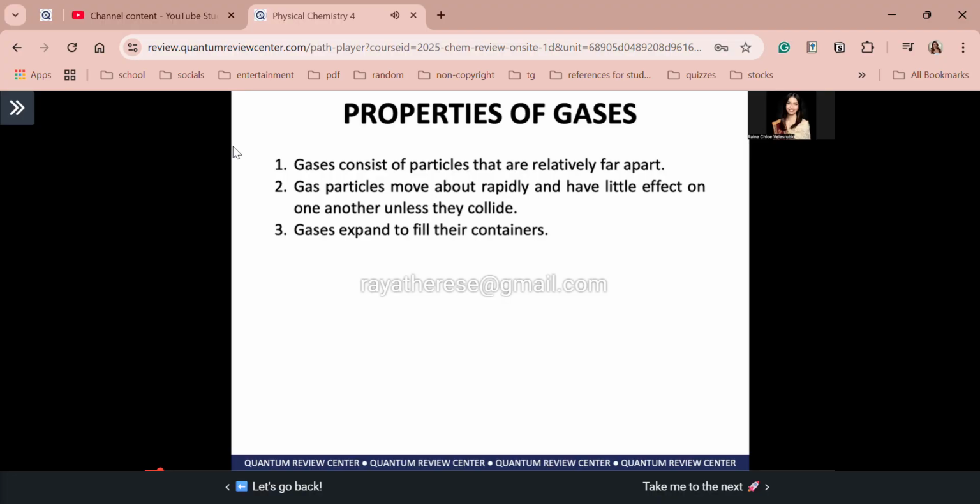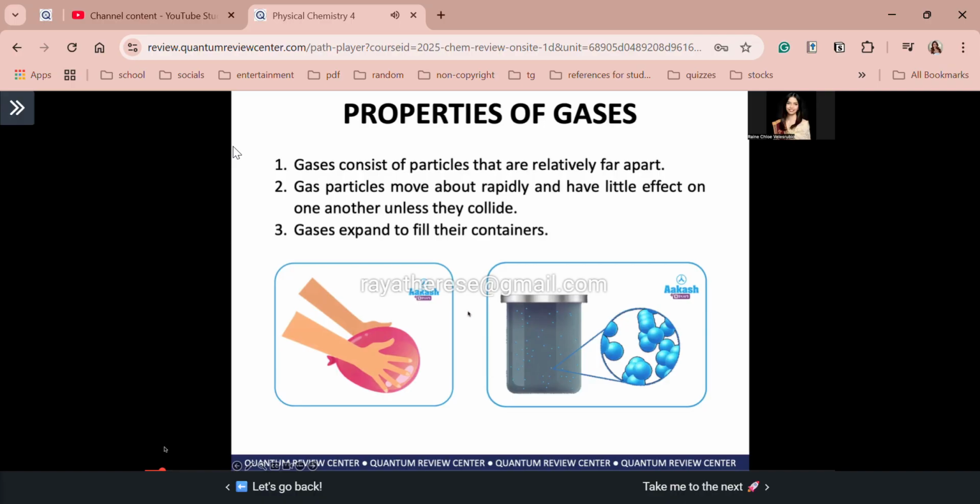Okay, that's why gas particles can form a homogeneous mixture. And third, gases expand to fill their containers. Right? They take the volume and shape of their containers, okay, because they have a very random motion. So for example, they take the shape of a balloon, right? When we inflate a balloon, the balloon is made up of gas, right? It takes the shape of your balloon.